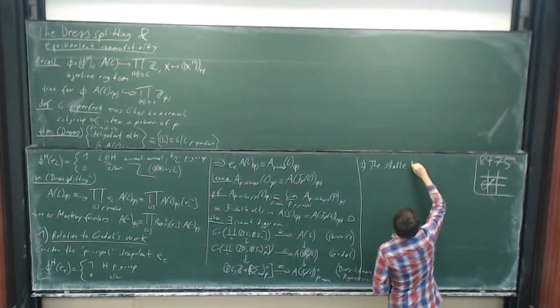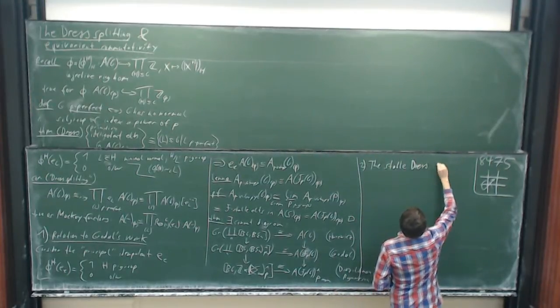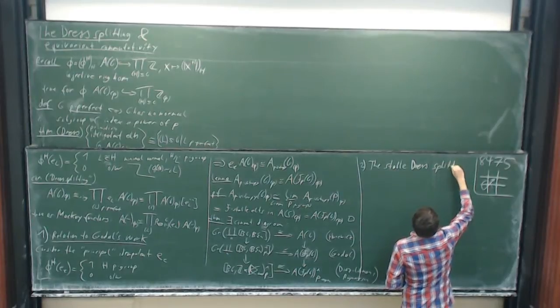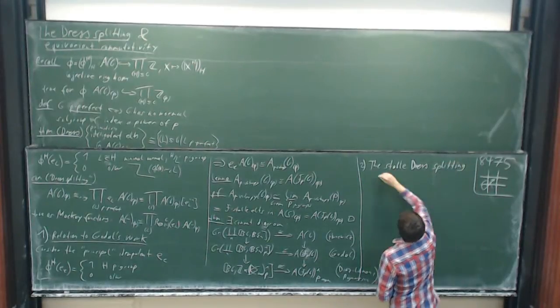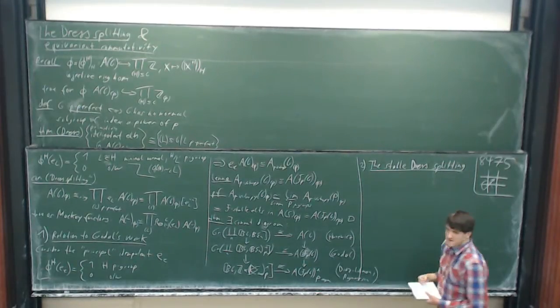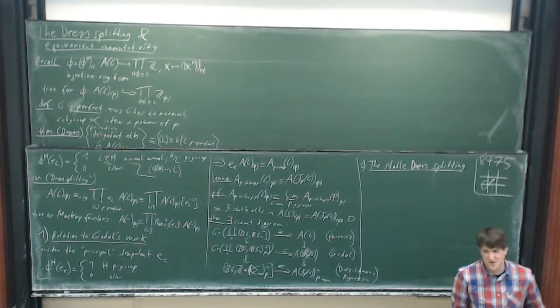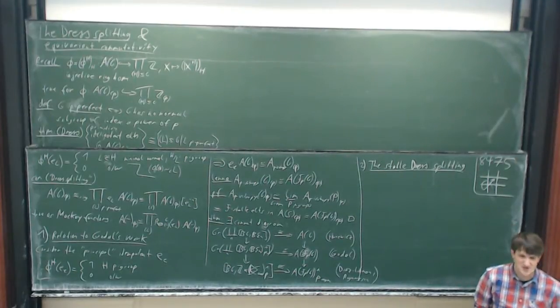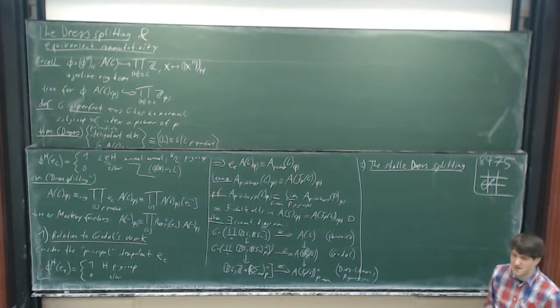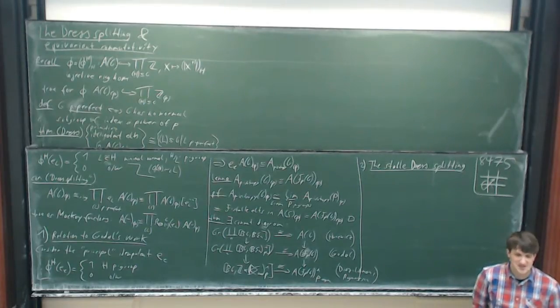So here's the stable Dress splitting. Okay, so I understand that this is a fusion systems audience, so I shouldn't go too deep into stable homotopy theory. I'll try to give a very intuitive treatment without technical details. And I hope in the end I'll come back to fusion in G.